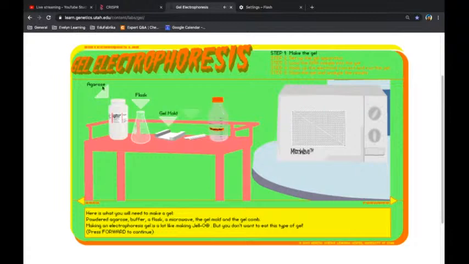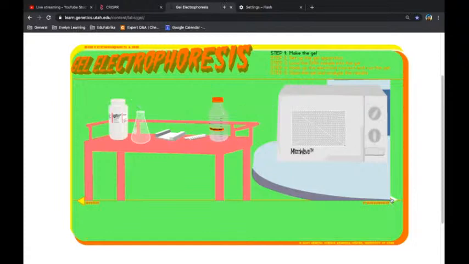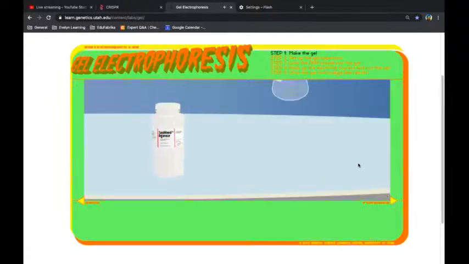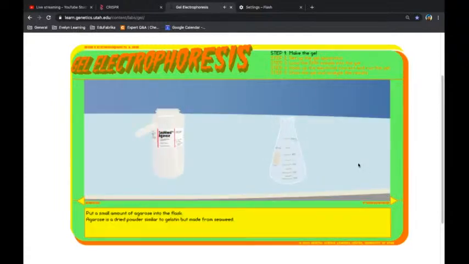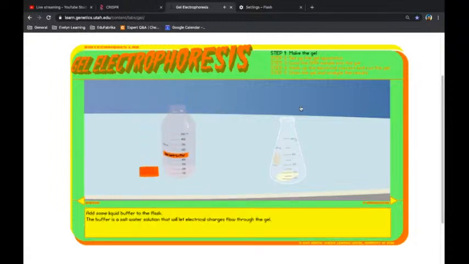So you need a conical flask, gel mold, buffer, gel comb, microwave. So these are the basic things that we need. So seaweed agarose, we take some powder of it and pour into the conical flask. Then add some liquid buffer to the solution so that electric charge could be carried through the gel.